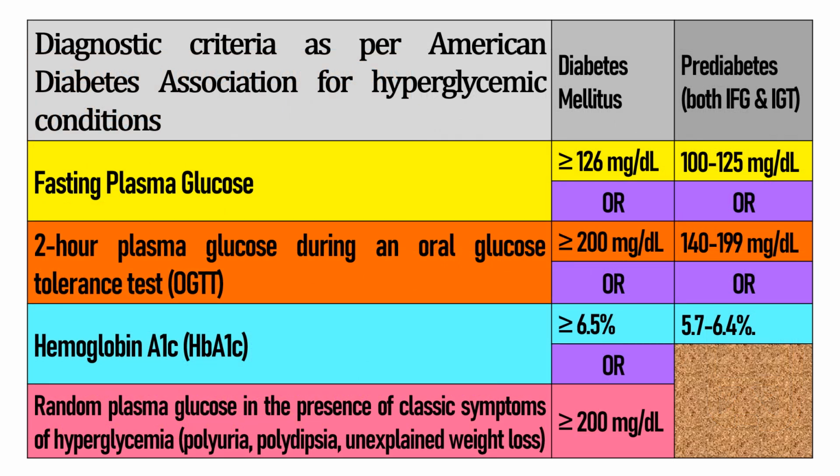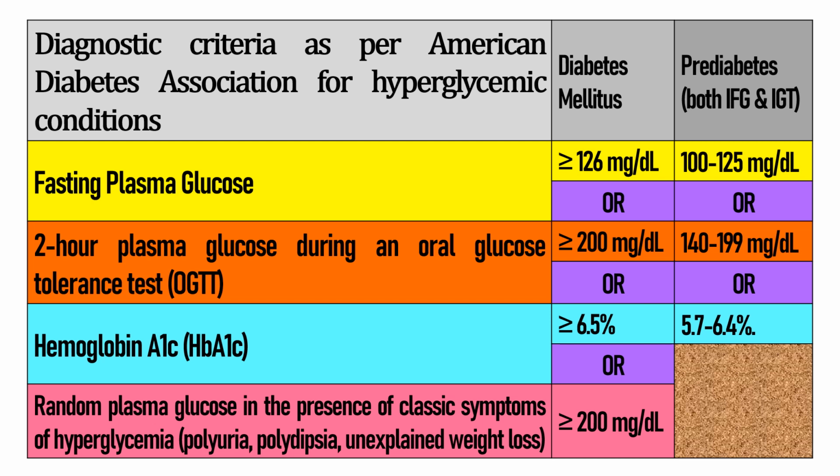Here are the key points related to American Diabetes Association criteria. It is diabetes mellitus when fasting plasma glucose is greater than or equal to 126 mg per deciliter, or when the 2-hour plasma glucose during an oral glucose tolerance test is greater than or equal to 200 mg per deciliter, or when the glycosylated hemoglobin is more than or equal to 6.5%, or random plasma glucose in the presence of classic symptoms of hyperglycemia is greater than or equal to 200 mg per deciliter.